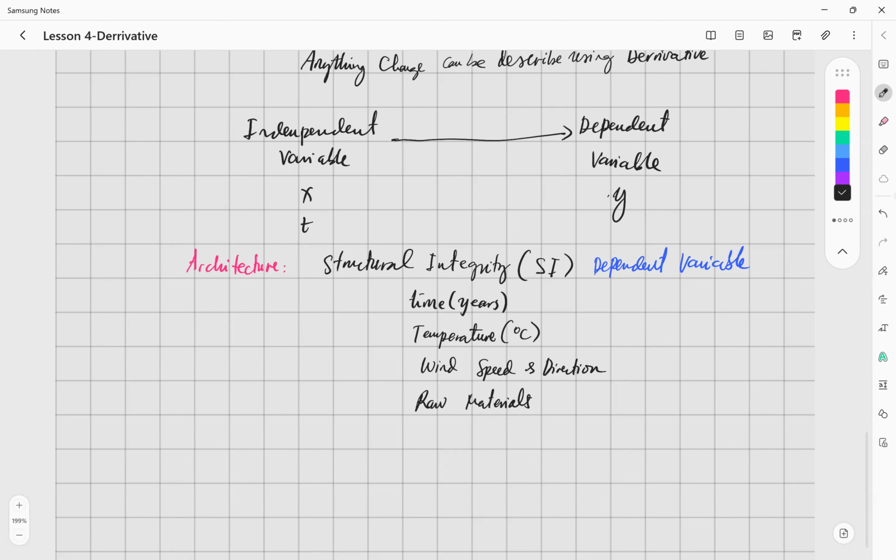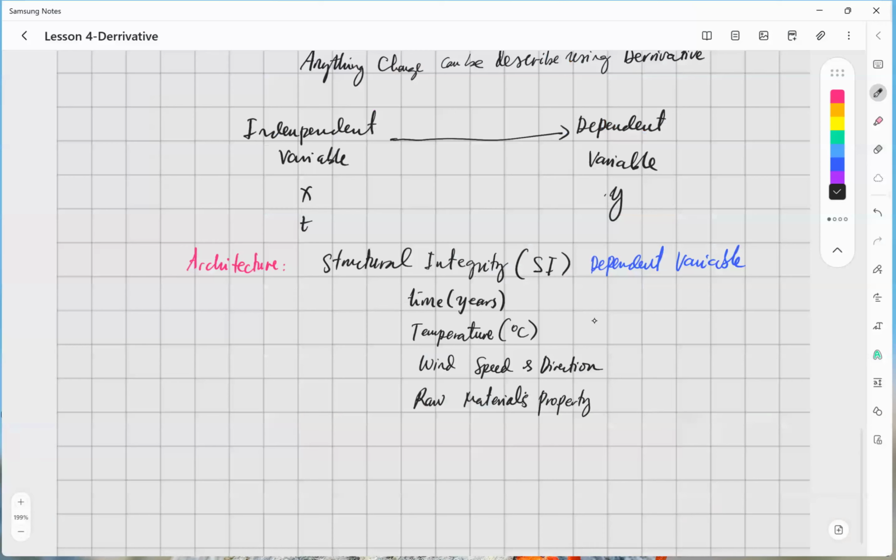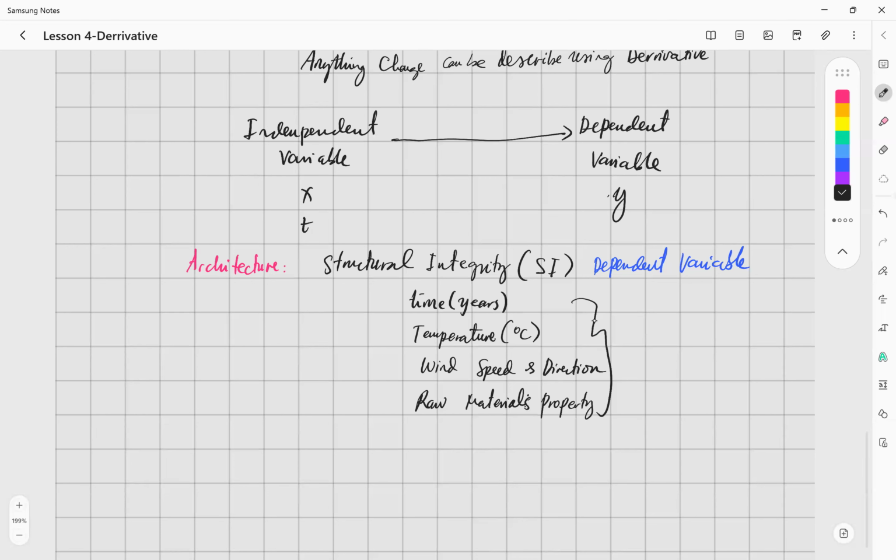Like woods. Yeah, but these are all independent variables, right? This is what you call an independent variable, because this is the one that is causing your structural integrity to go down. Understand?